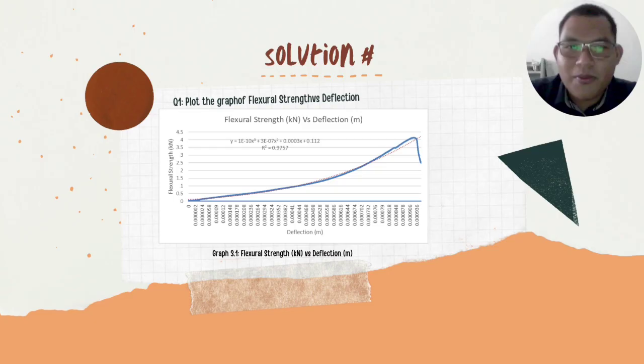I will describe, first, we need to plot the flexural strength versus the deflection. This is the result of the plot that has been done. From this graph, we can see that the graph is increasing, and at one point it starts decreasing.